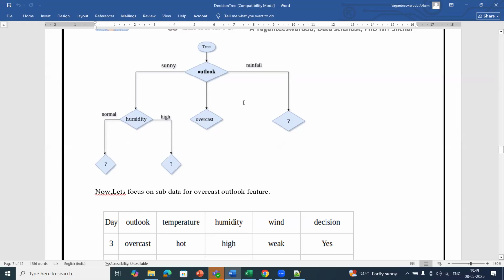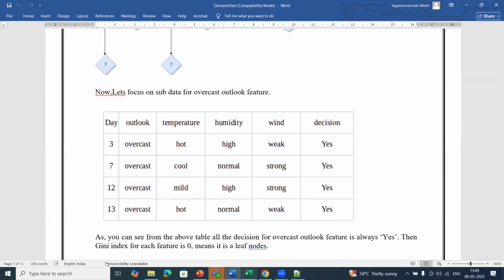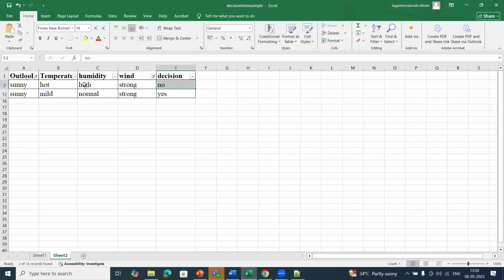Like this, we need to calculate the Gini index for each feature. Similarly, if you see outlook equal to overcast, let's leave this branch. We can find out these decisions later. So let's look at outlook equal to overcast. Just filter it out.